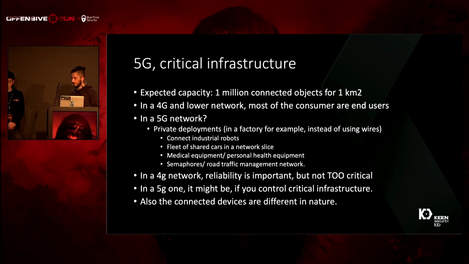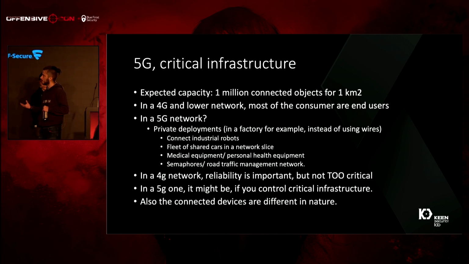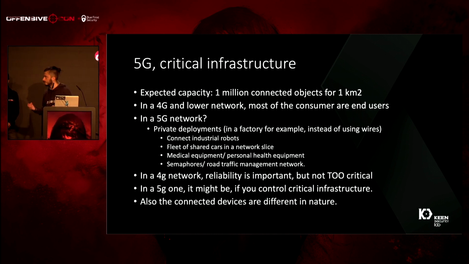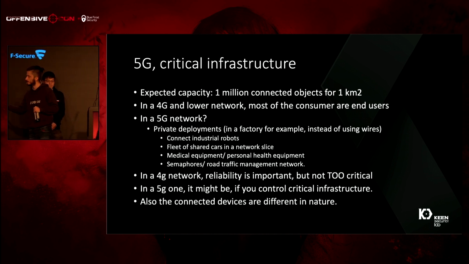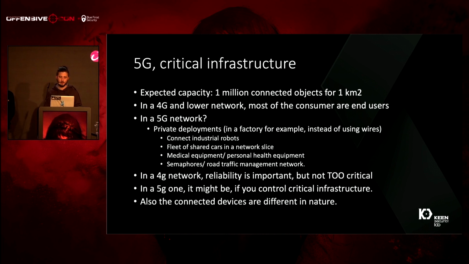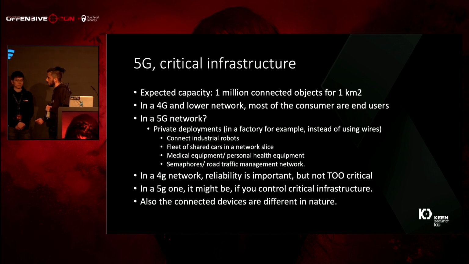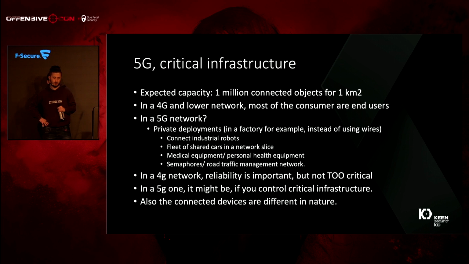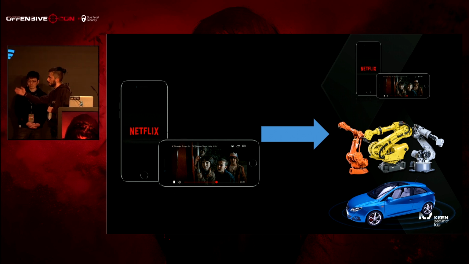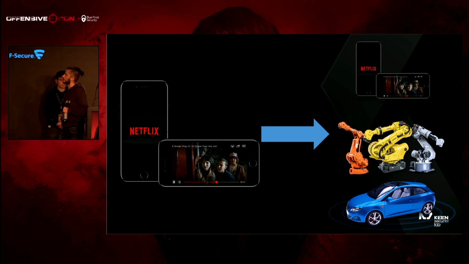With this kind of number, you cannot expect the consumer to be the end user. In 5G, you will have objects consuming the network, so you will have robots, cars, surveillance equipment, city management. And this will also impose some reliability requirements, of course, because in 4G reliability is important, but it's not critical. So you will basically switch from something consumer level to something else.